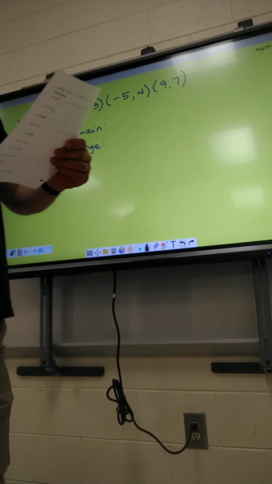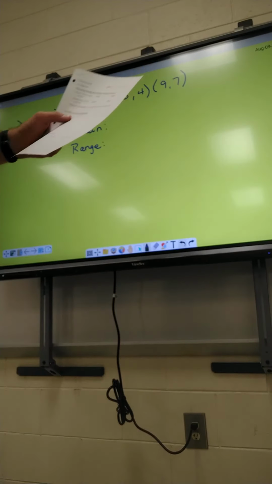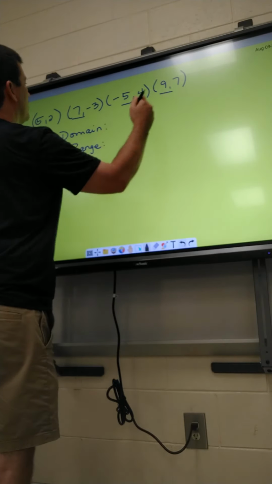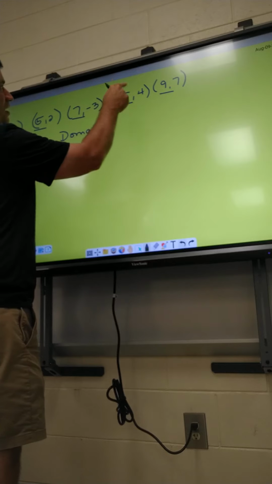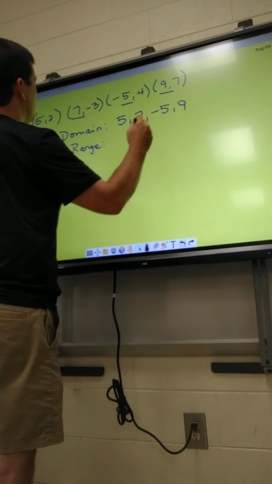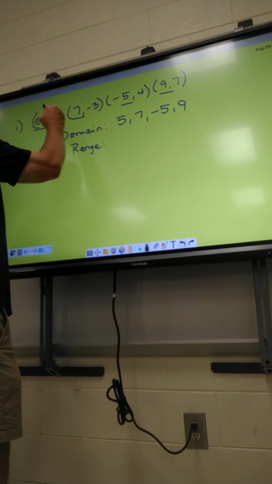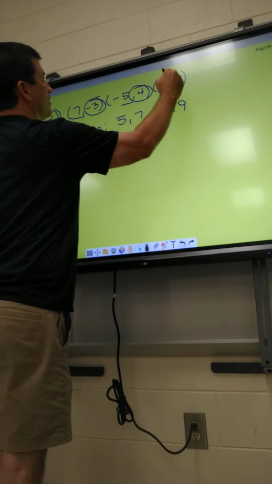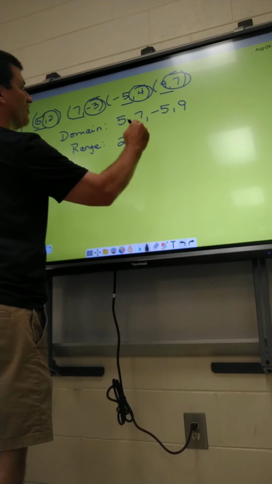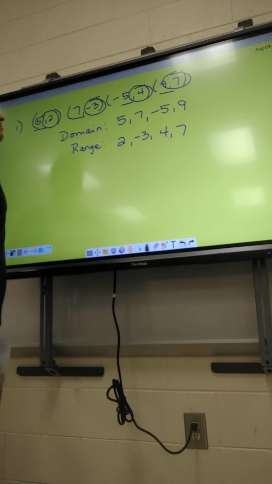All right, when you have a problem like number one, you're looking at domain and range. Domain are the x values. So we got 5, 7, -5, and 9. The range have to be the y values: 2, -3, 4, and 7.